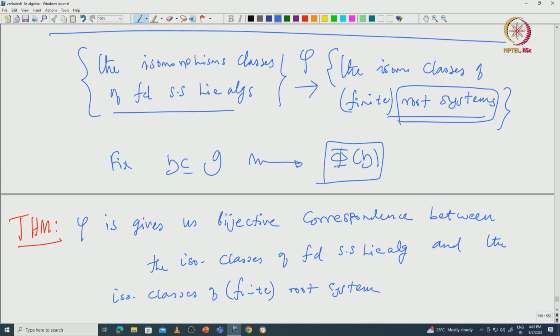So, we will slowly move into that. As I said, in the next class onwards I will focus on root systems, and we will try to classify all the finite root systems.